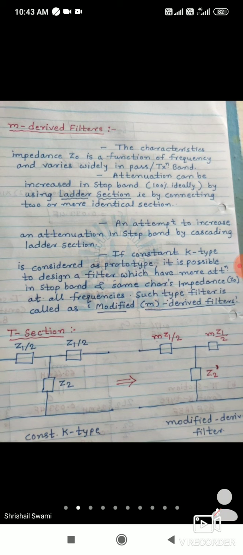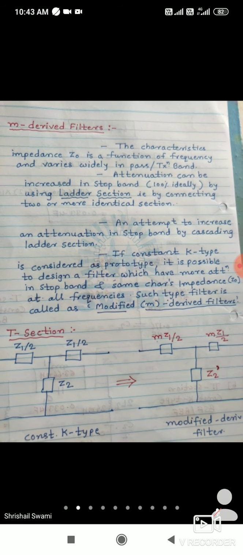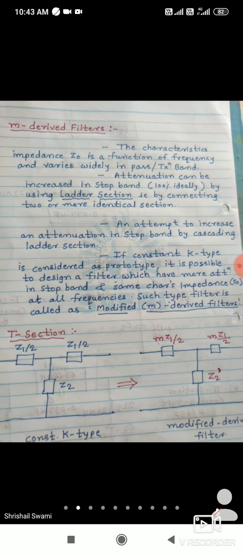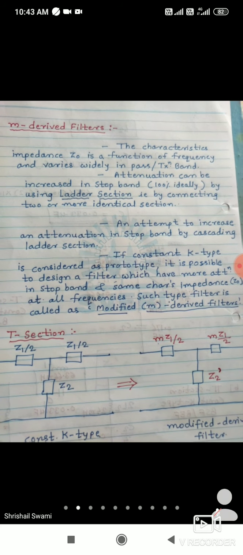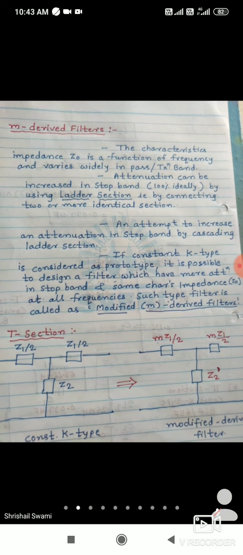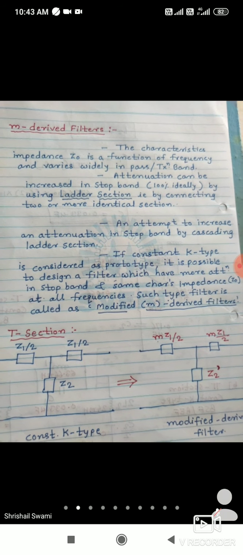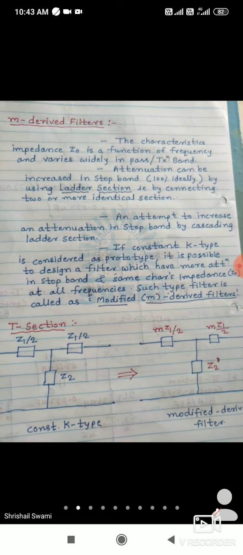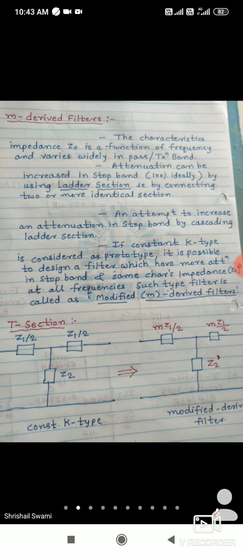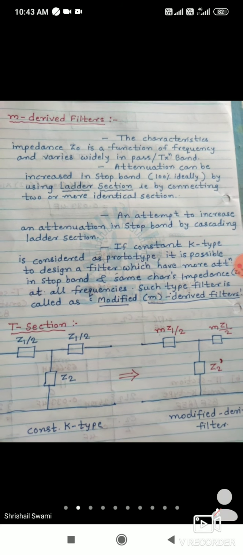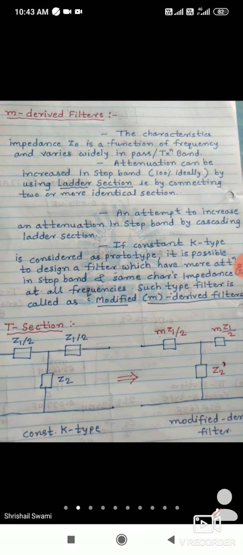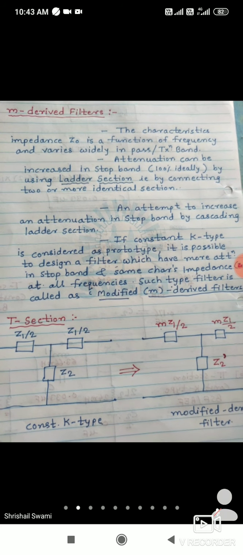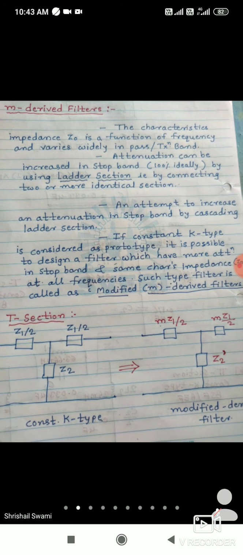So there will not be M derived band pass filter and M derived band stop filter for your syllabus. Only we have two M derived filters. One is M derived low pass filter and second one is M derived high pass filter. So before starting those, what will be the modification in the T section as well as pi section? We will consider the prototype as a T section filter and pi section filter.